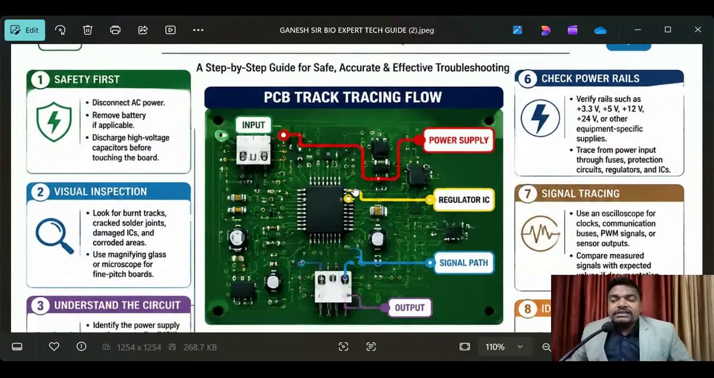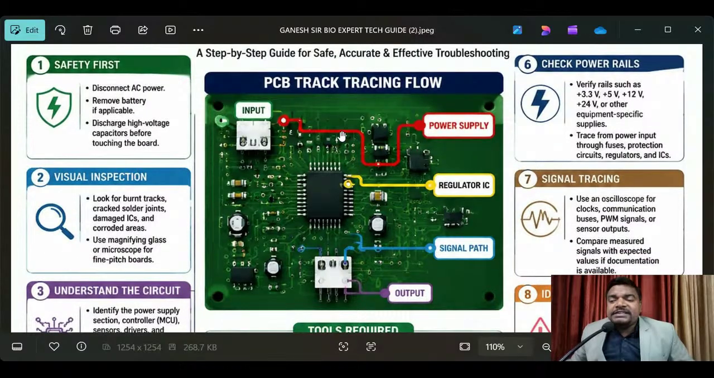Different equipment have different PCBs. I'm giving only a sample for purposes of explanation: what the PCB is, what components are there, how they are placed, and how tracks are formed. Those things I'm going to say here. For technical purposes and for your awareness, these are very, very important. If you understand, then we will go deeply into this topic.